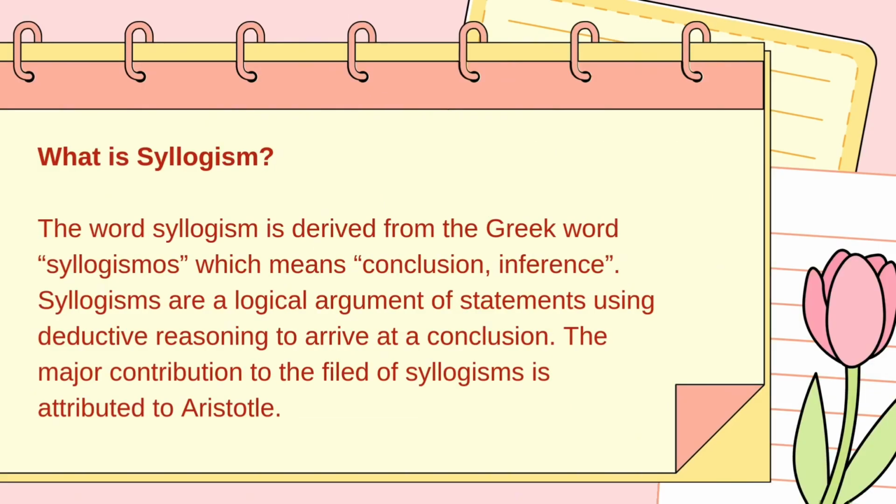Alamin muna natin what is syllogism. So the word syllogism is derived from the Greek word syllogismos, which means conclusion or inference. Syllogisms are a logical argument of statements using deductive reasoning to arrive at a conclusion. So the major contribution to the field of syllogism is attributed to Aristotle.